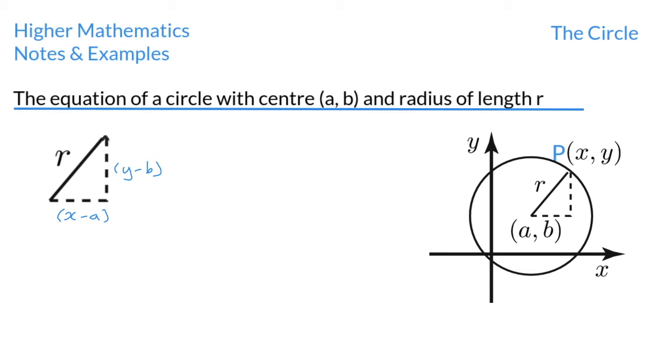What that means is that for this right angled triangle, we can tie together all these variables again and say that (x minus a) all squared plus (y minus b) all squared must equal the radius squared. This is just Pythagoras' theorem. And that's actually the equation of any circle, where we can input a centre (a, b) and a radius of length r.